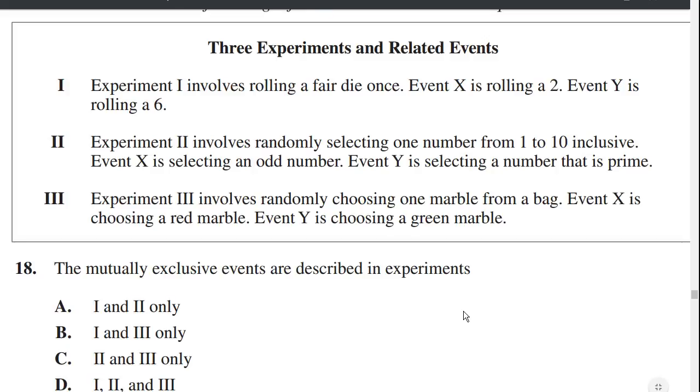Why? Because, excuse me, what I meant to say is they're not mutually exclusive. Sorry, you should never ever get those two mixed up. Mutually exclusive just means that the events cannot happen at the same time. Independent just means that the probability of one happening does not impact the probability of another one happening.